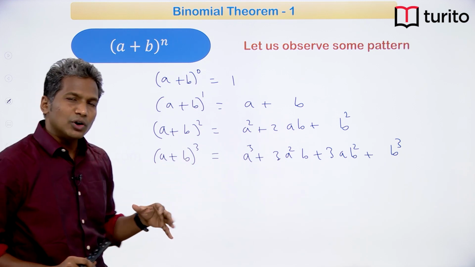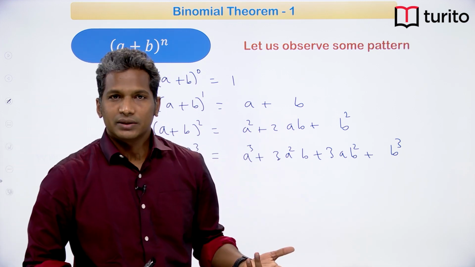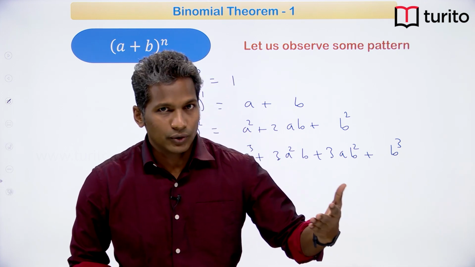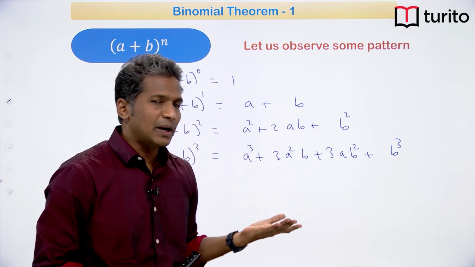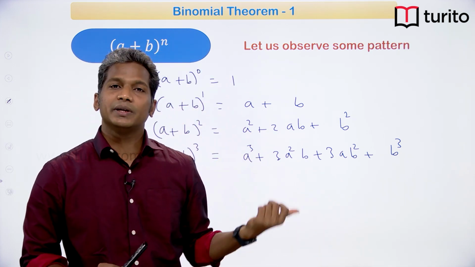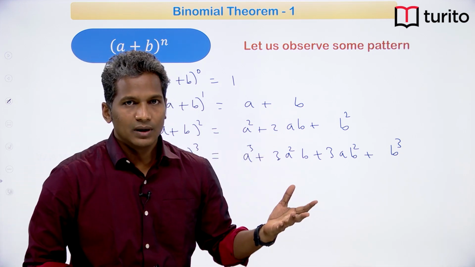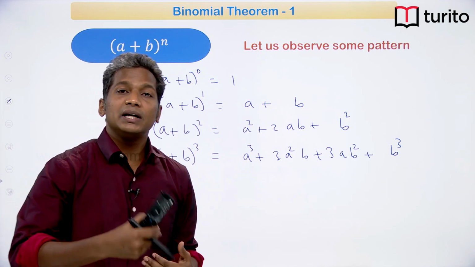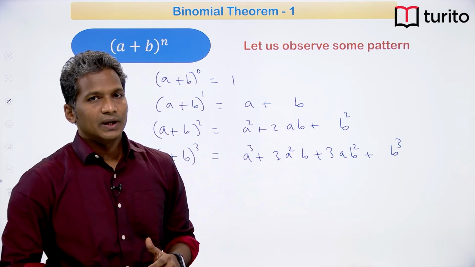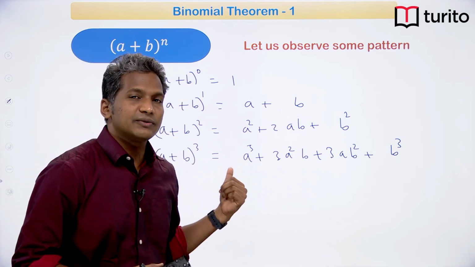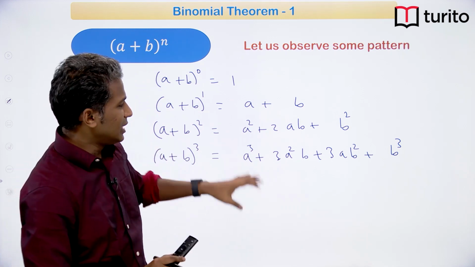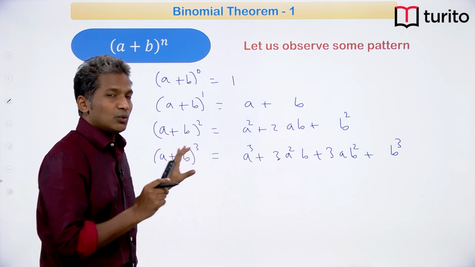Now let us say we want to generate an expansion for a plus b raised to 4. Then we may have to multiply a plus b whole cube and a plus b, or we may have to square the a plus b whole square. But if you want to find, let us say, a plus b whole raised to 100, then you may have to search for a pattern here. So here there are some observations that we can note.